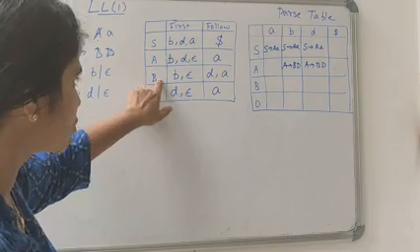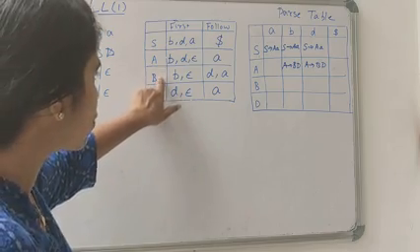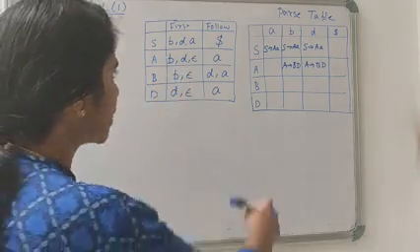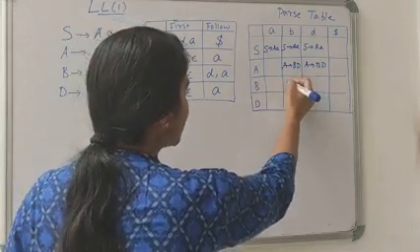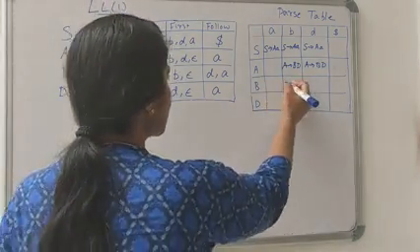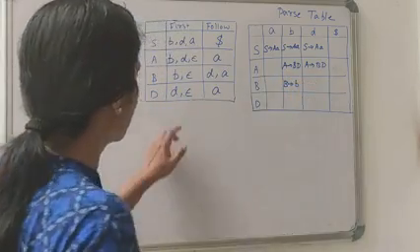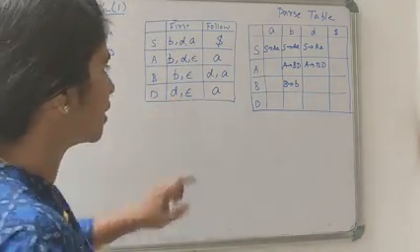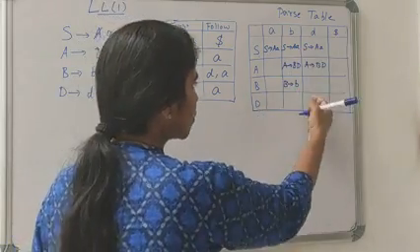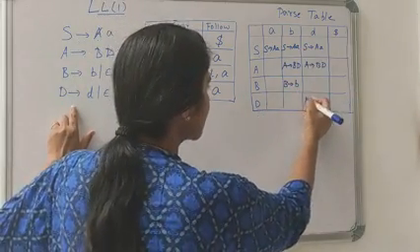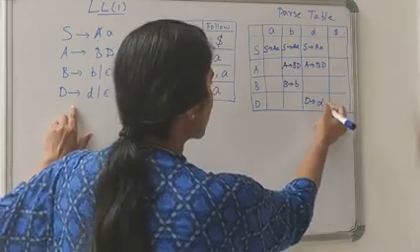Then take next one, that is B. Row of B and column of b. Here we will write the rule for B, that is B gives b. And D and d, capital D, small d, we will write the rule for D, that is D gives small d.